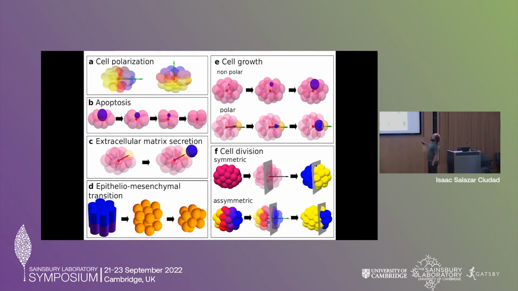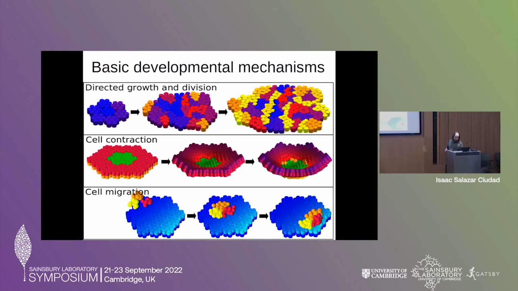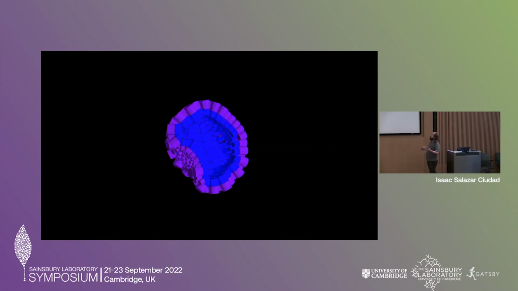Cells can polarize depending on the gradient of extracellular signals or molecules. They can die. They can secrete extracellular matrix. They can do the kind of stuff that cells are supposed to do in animals. Well, okay, so then we check that we can do all the kind of stuff they normally do, but I will skip that. I will show you that the model can do nice things.